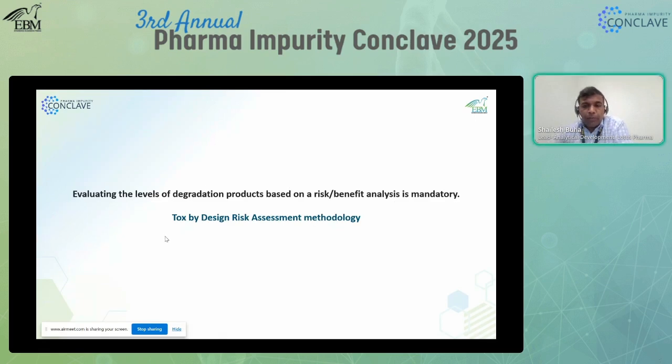So coming to the end now. Evaluating the level of degradation products based on risk benefit analysis is mandatory in industry. And if required, the TBD risk assessment methodology is generally not used in ICH Q3A and Q3B, but definitely has to be introduced. QTBD is a risk assessment methodology for any impurities or adduct impurities, for binding energies and process-based impurities. So this is not followed.